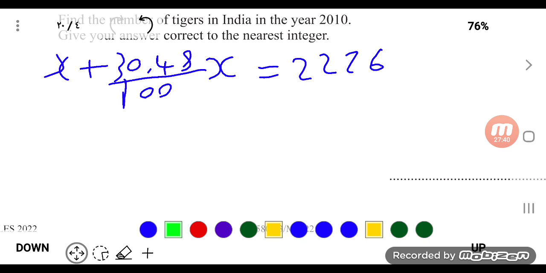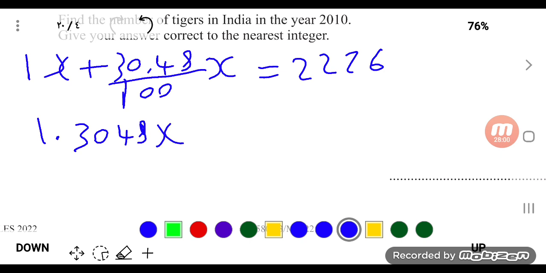How do you solve this question? This is an algebra question now. You can solve it here. Here you have 1 plus 30.48. You get 1.3048x.